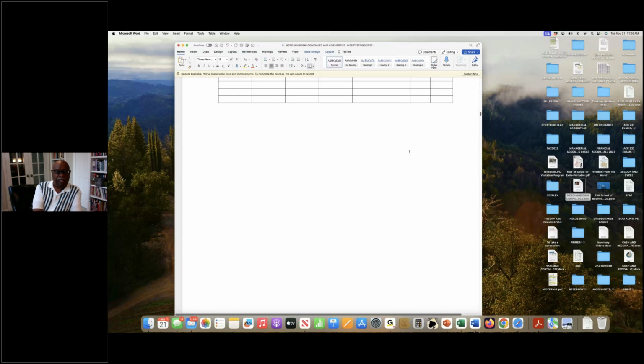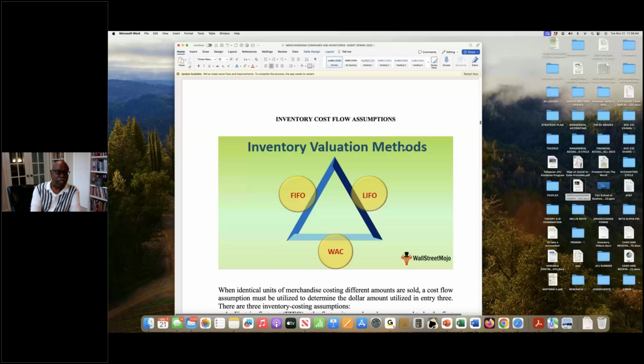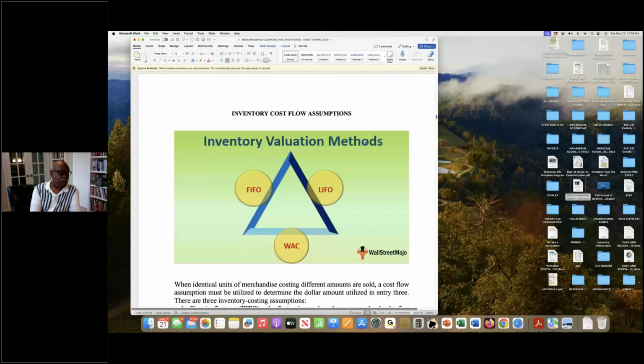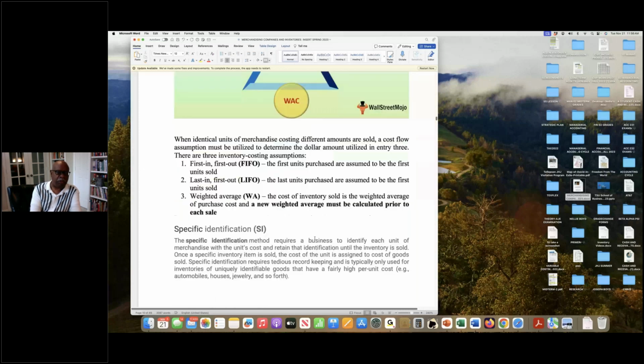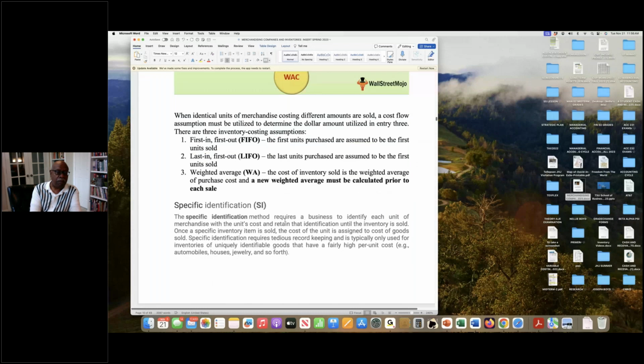We have three inventory evaluation methods. First in, first out, that's what we just looked at. Then we have LIFO, last in, first out, where we sell the last ones first. And then we have weighted average, where we do an average. So those are the three methods. And then if you have high price items, jewelry, automobiles, you're going to identify what's sold. But with shoes, we won't do that.